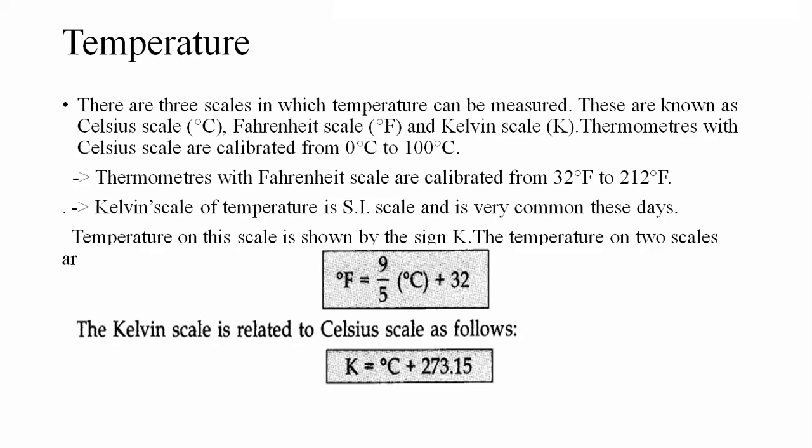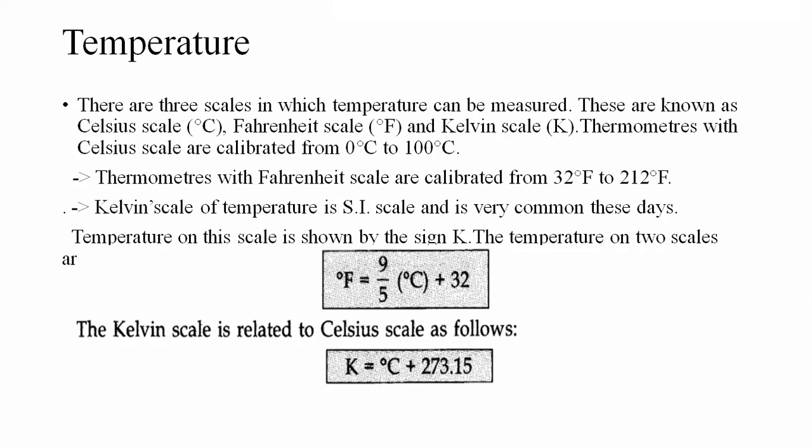But you should also know the calibration of these units. Thermometers with the Celsius scale are calibrated from 0 degrees Celsius to 100 degrees Celsius. Thermometers with the Fahrenheit scale are calibrated from 32 degrees Fahrenheit to 212 degrees Fahrenheit. The Kelvin scale is most commonly being used.